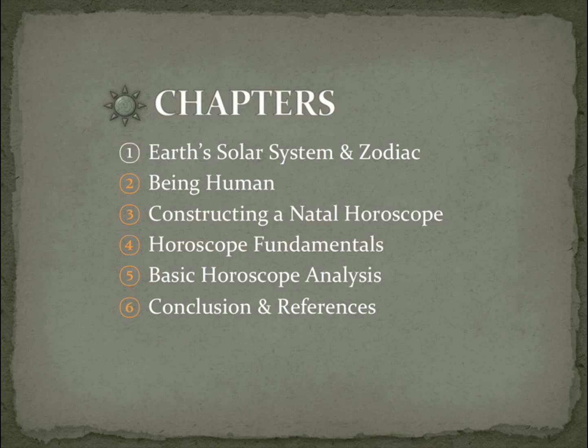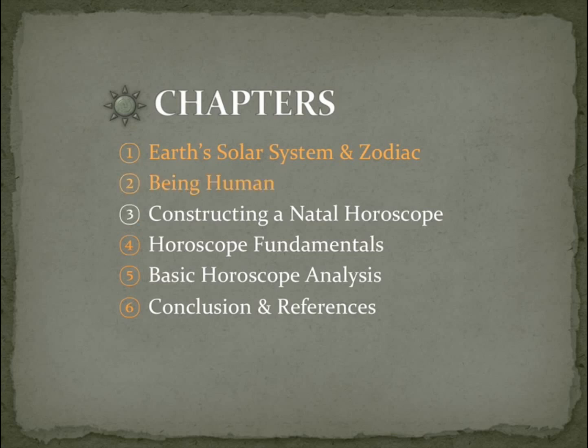In Chapter 1, I will talk about planet Earth, our solar system, and the outlying star constellations commonly referred to as the zodiac. Chapter 2 is all about what it means to be a human being on planet Earth from birth to maturity to death. I will talk about the human life cycle and how it works in astrology.